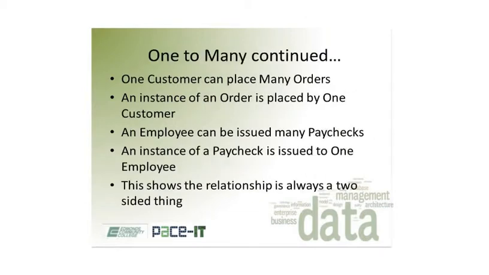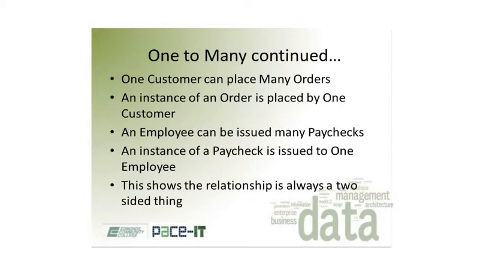So we have the customer placing many orders. Again, looking at it from the customer's perspective, the customer can place many orders, but each instance of an order would be placed by one and only one customer. That would be utter chaos if an instance of an order was placed by many customers. Who are you going to ship that to? That would be the one question I need to ask.